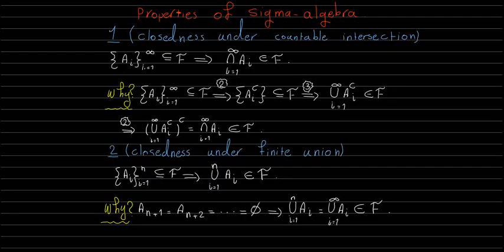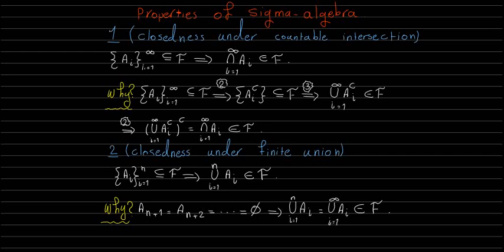Now let's go to the second property, which is closedness under finite union. Well, if you remember, we said the sigma algebra is closed under countable union, but we have here finite union. Finite means it ends somewhere. It ends at n. So if we have A sub 1, A sub 2, all the way to A sub n, which are elements of the sigma algebra, we want to prove that their union, A sub 1 all the way to A sub n, is also in F.